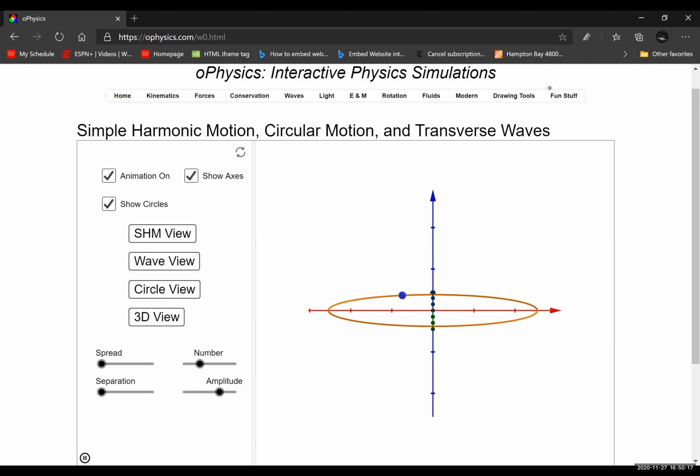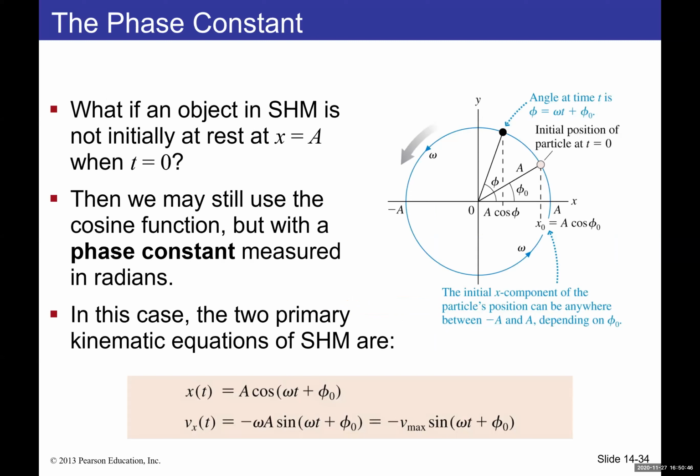It becomes sometimes useful specifically if you want to find the phase constant, because it can help you figure out when and where you can have a phase constant that is non-zero. Finding that is sometimes useful using this circular motion analogy. All right, so let's go back here. Here's one thing we can do. What if an object in simple harmonic motion is not initially at rest at x equals 0 when t equals 0? Then we may have to use the cosine function, but with the phase constant. So that's right here.